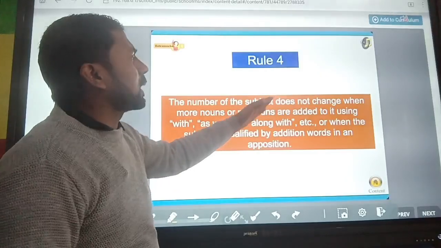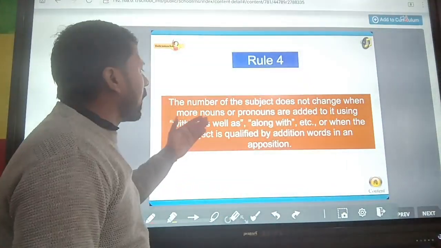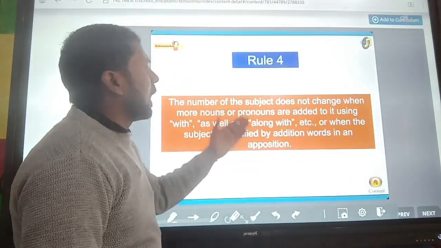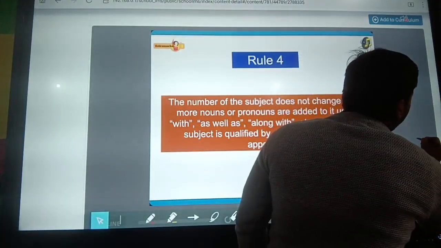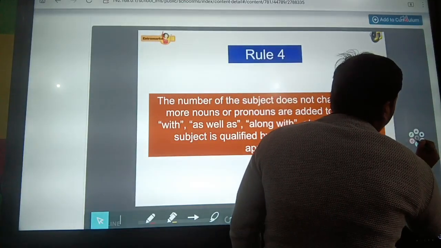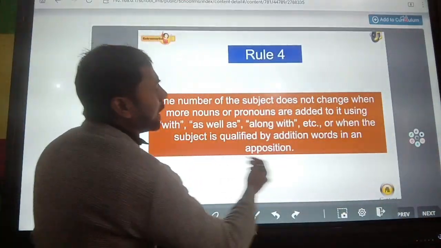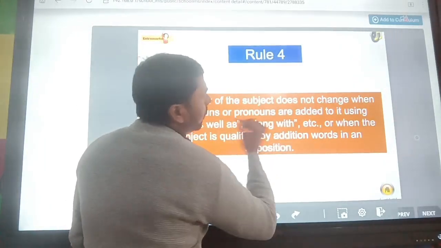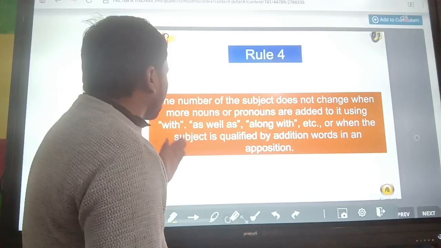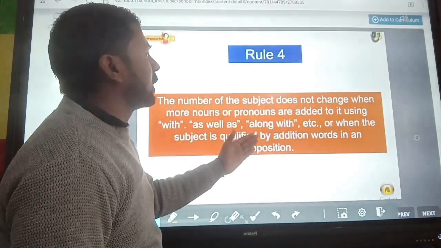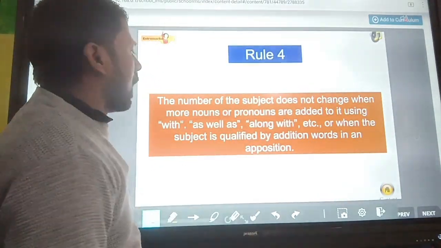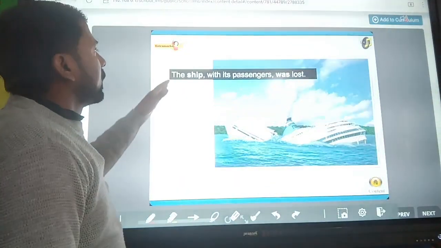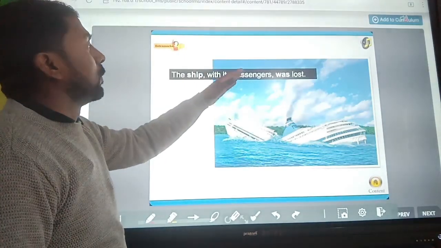The number of the subject does not change when more nouns or pronouns are added to it using "with", "as well as", "along with". You can see here, this is a very important word. Which words? "With", "as well as", "along with", etc., when the subject is qualified by the additional word in apposition. Okay, you can see here: the ship with the passengers was.